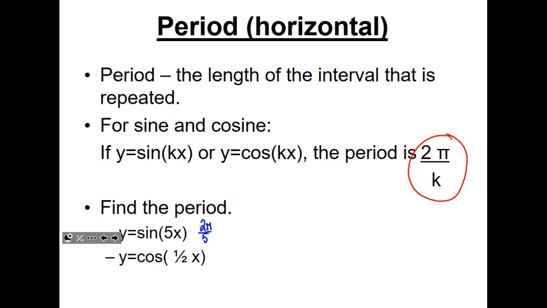And if I have cosine of 1/2 x, then I would have to do 2 pi divided by 1/2. Now, typically, I do not like to leave something with a complex fraction. So, dividing fractions is easy as pi. Flip the second and multiply. And so, 2 pi times 2 over 1 is going to give us 4 pi.